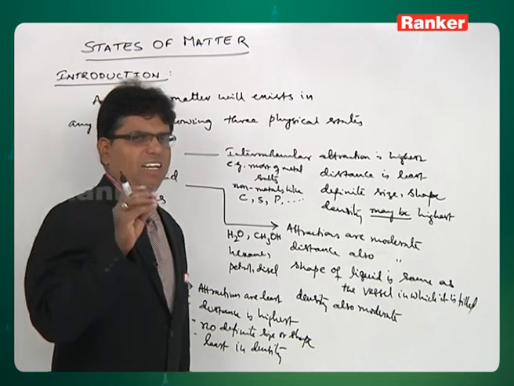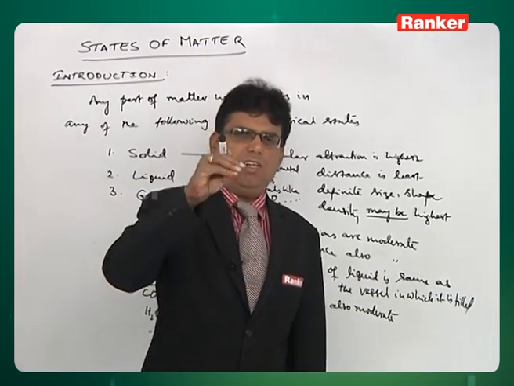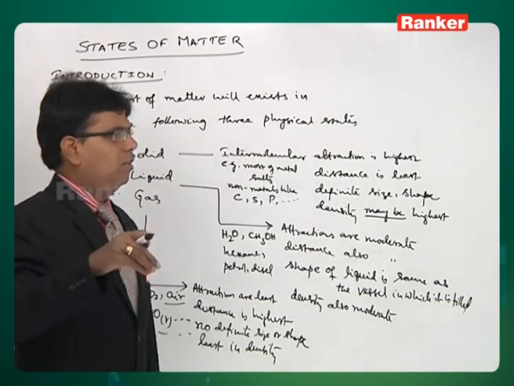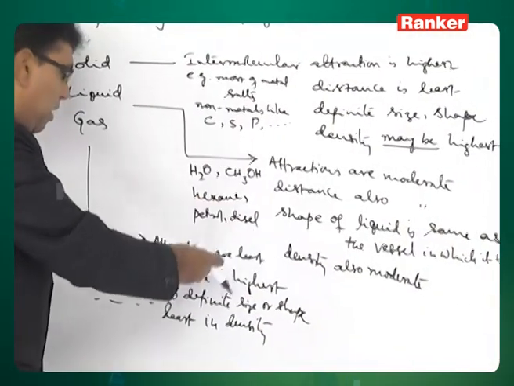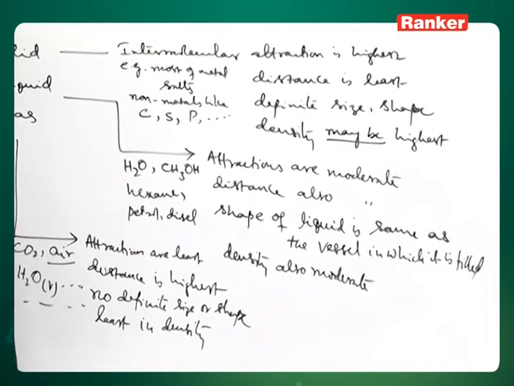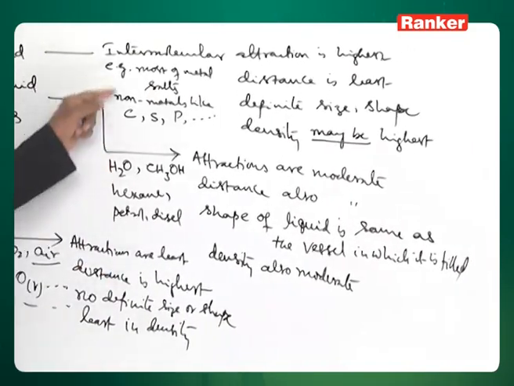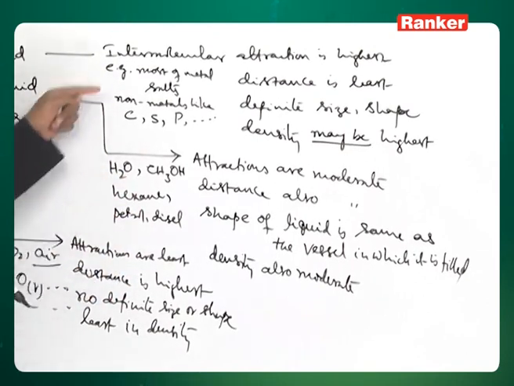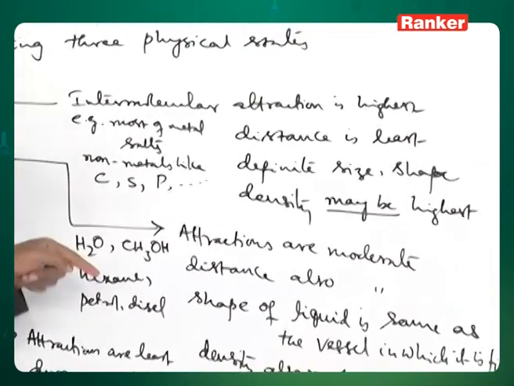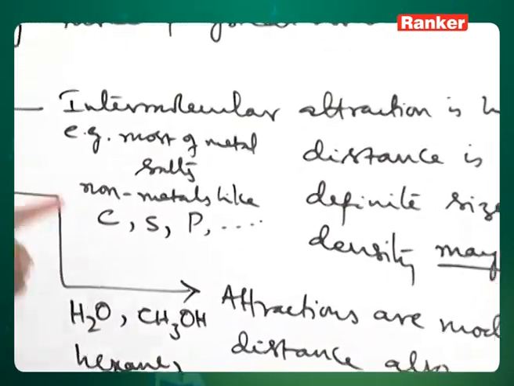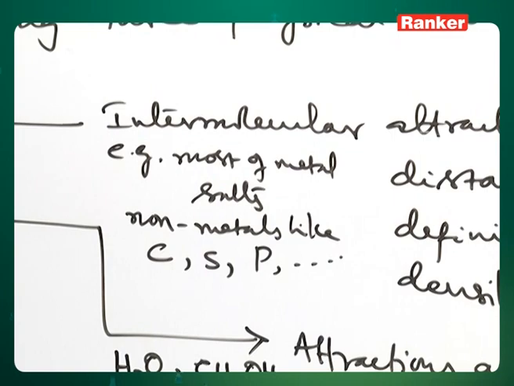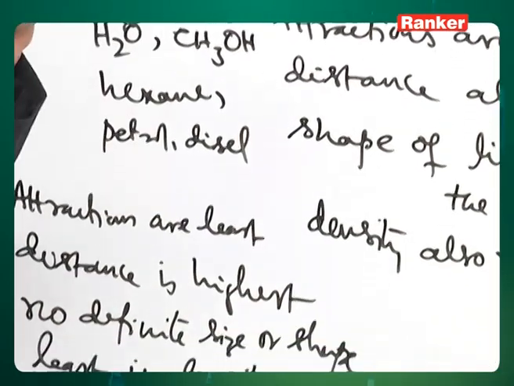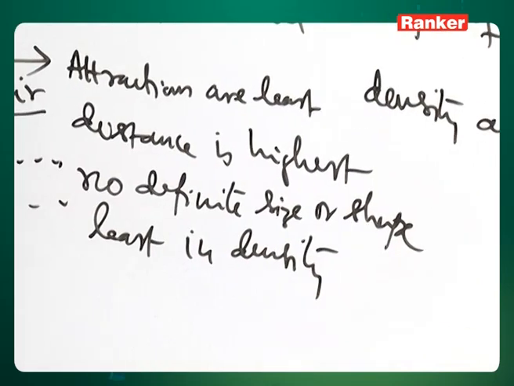So, these are the main three physical states in which different parts of the matter will exist, and these are the basic characteristic properties by which we differentiate one state from the other. Okay. Now, we go first into details about the gaseous state.